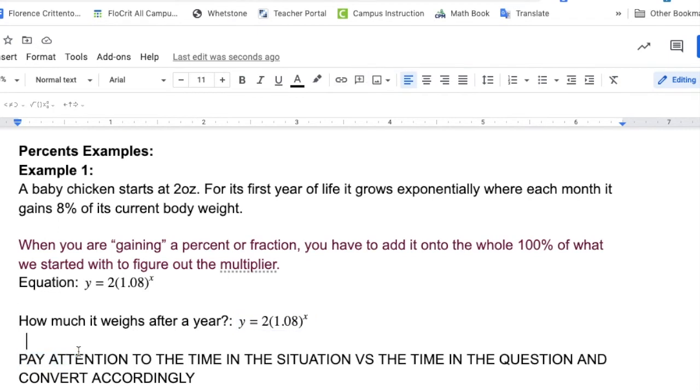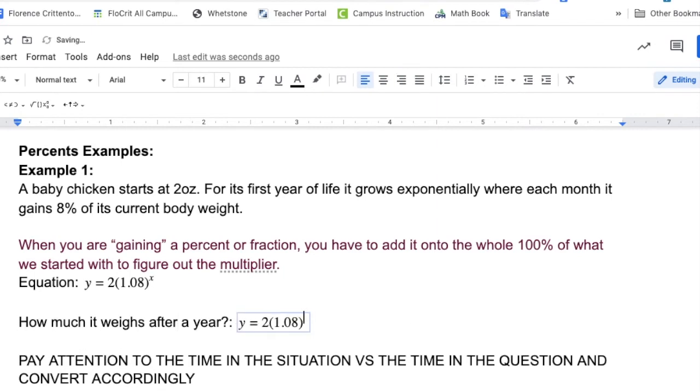Note how I said beneath it, pay attention to the time in the situation versus the time in the question and convert accordingly. This is asking about a year. However, we do not put a 1 here because in the original question, it says for the first year of its life, it grows exponentially where each month it gains 8%. So this x in here is about months. So if they're asking how much it's going to weigh after a year, well, that's 12 months later. So you have to put a 12 in here.